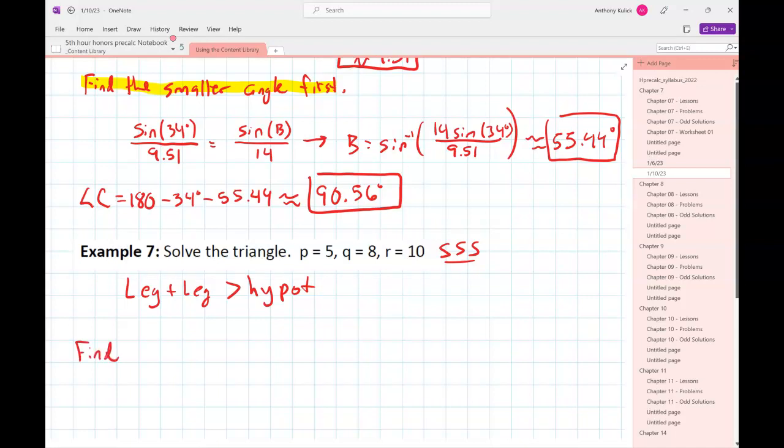Not the smallest. We want the biggest. The reason we want the biggest is because hopefully the biggest angle is going to be obtuse, which will create an SSA situation where there's guaranteed to only be one triangle. I can't get an ambiguous case next. But do all triangles have an obtuse angle in them? They do not. So finding the second angle also might matter.